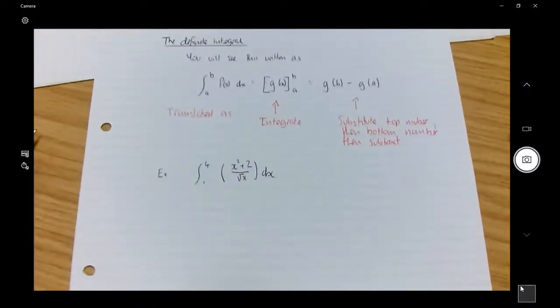I'm going to show you one more example before I show you where there is some practice work to do. And this is the definite integral. Now, let's just make one thing quite clear to you. On your calculator, you do have a button that looks like this.